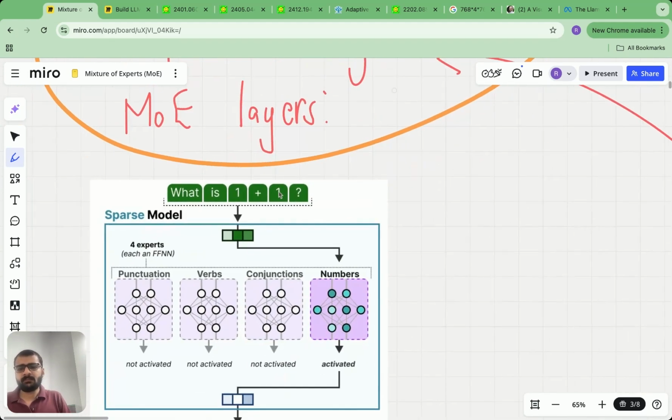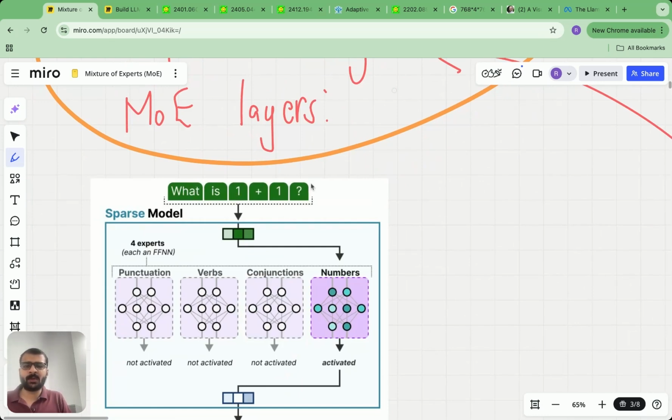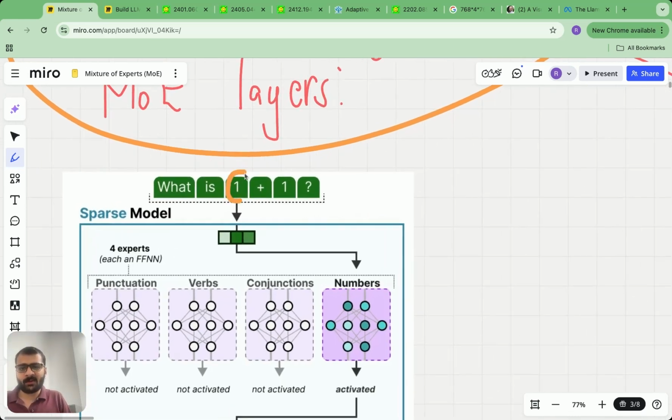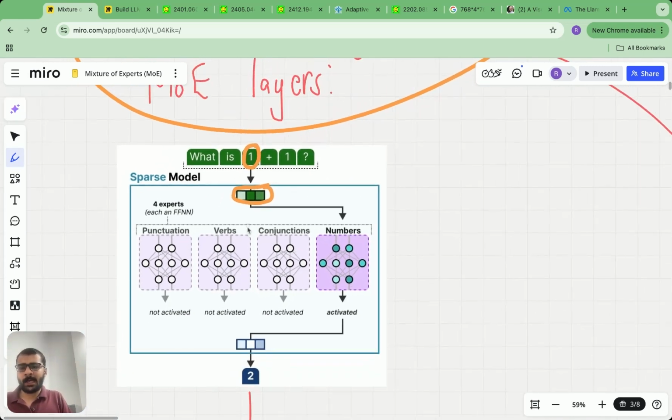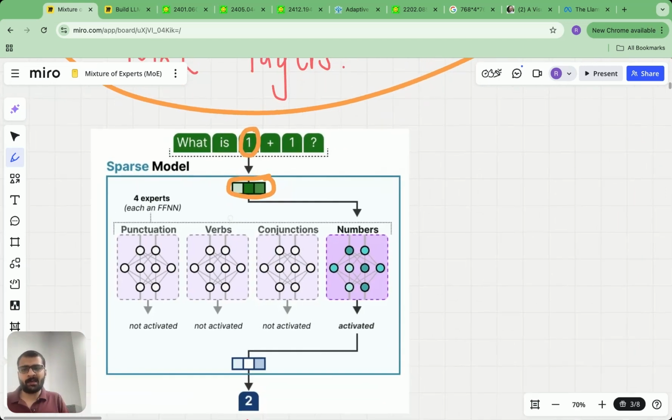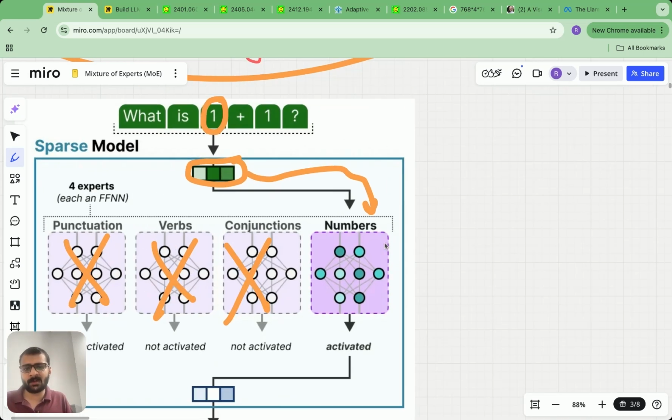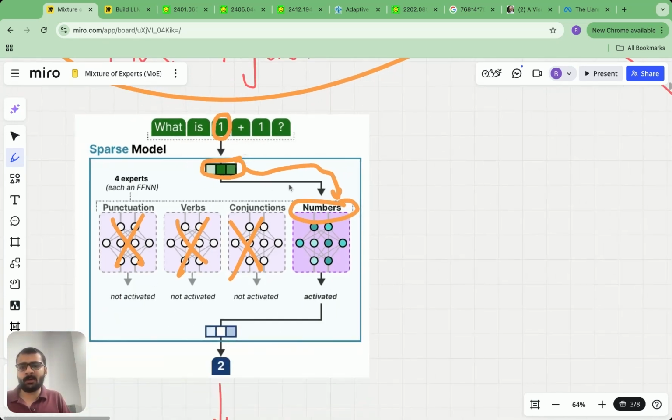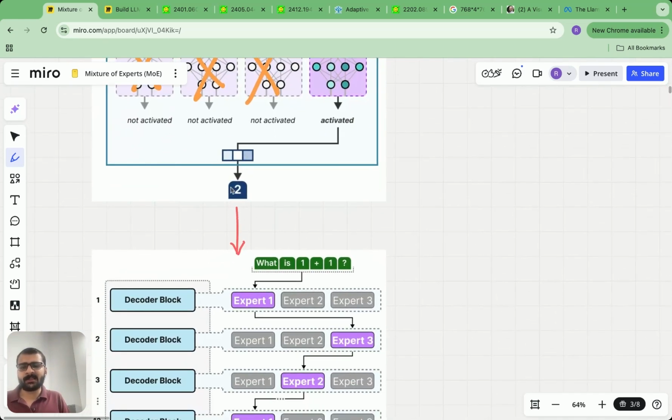So let's say the input sequence is "what is 1 plus 1" followed by a question mark. That's my input sequence right now. And let's say I'm focusing on this "1" right now as a token. So this token is converted into a token embedding, and if I'm looking at one transformer block, and I have four neural networks or four experts, it will be routed to one of the experts. So if the sparsity factor is 1 by 4, all these other experts will not be utilized. It will be routed to this expert, which deals with numbers. So in this first transformer block, this one will be routed to this expert, and then we get some output.